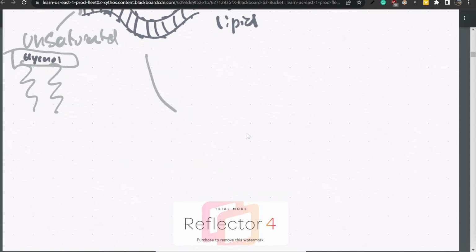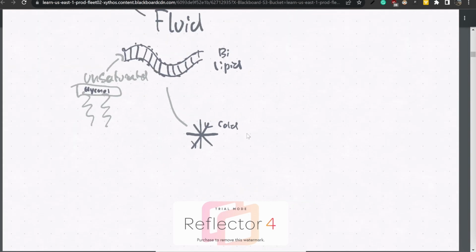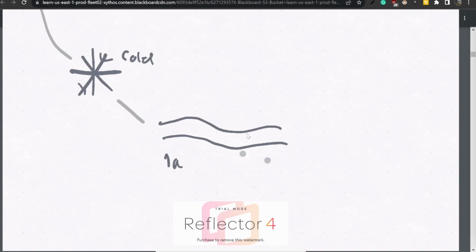another line here, and I'm going to draw a snowflake. And a snowflake is cold. It just represents coldness. When the bilipid layer is cold, I know that it can become more solid and more like a hard, jelly-like structure. Hard.